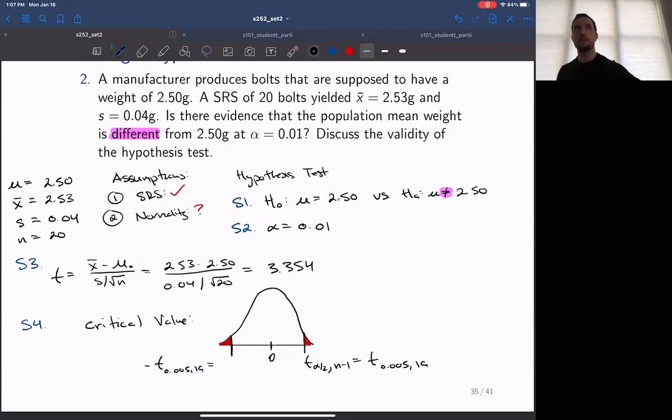Okay. So as a reminder, we're splitting alpha equally into each tail because it's a two-sided test. Yeah, so the alpha is 0.01, but because there are two tails, we're splitting that area equally. So we would have a 0.01 total area, which corresponds to 0.005 in the upper tail and 0.005 in the lower tail. Hence the alpha over 2. Okay, cool.